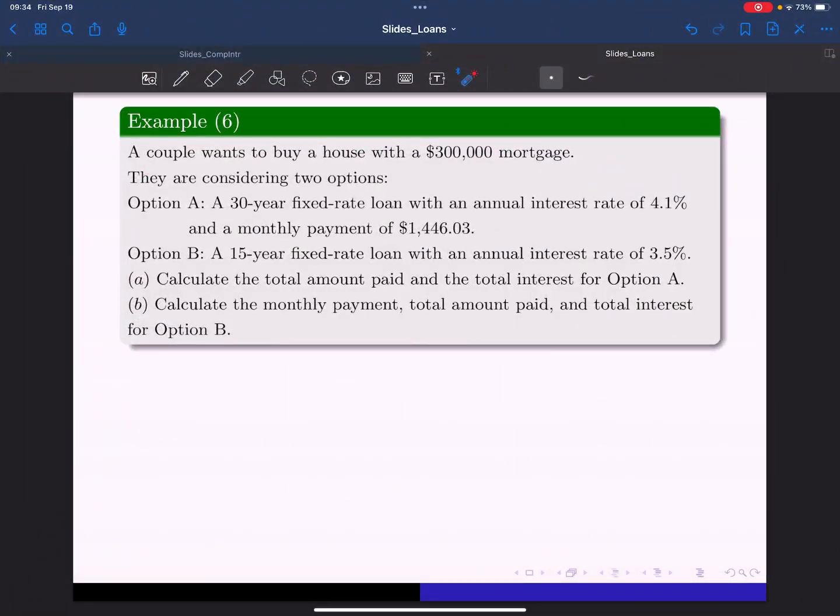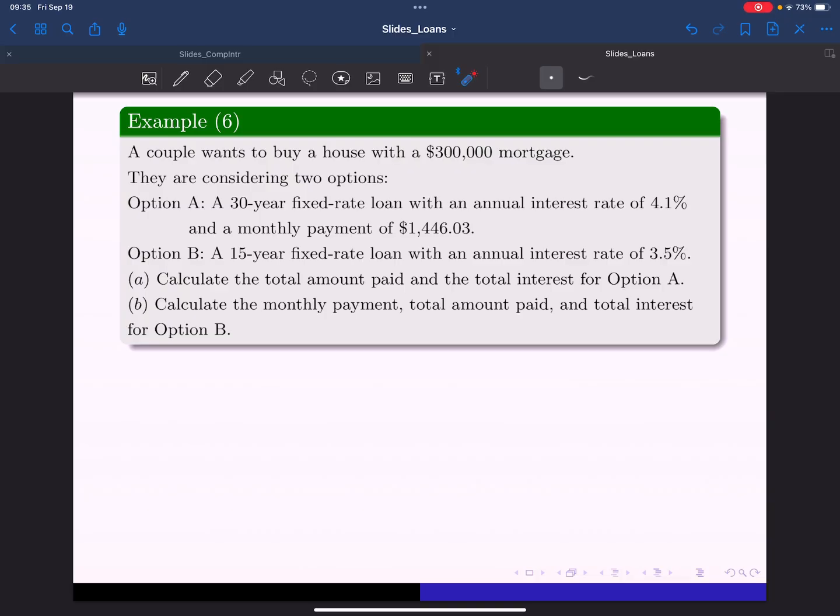Example 6. A couple wants to buy a house with a 300,000 mortgage. They are considering two options. Option A, a 30-year fixed rate loan with an annual interest rate of 4.1% and a monthly payment of 1,446 and 3 cents. Or option B, a 15-year fixed rate loan with an annual interest rate of 3.5%. Calculate the total amount paid and the total interest for option A. Calculate the monthly payment for option B and the amount paid and total interest.